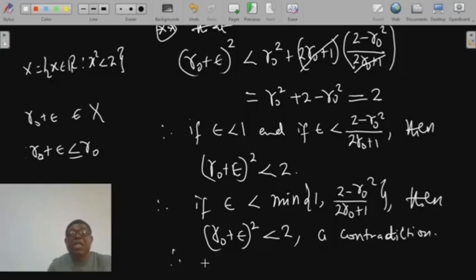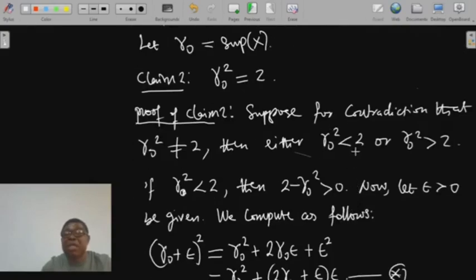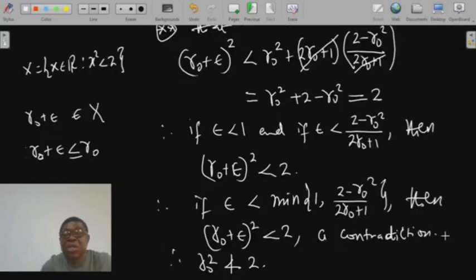what led us to this is the assumption that gamma naught squared is less than 2. So therefore, what we have is that gamma naught squared is not less than 2. Now, we shall now look at the other case, which is the case where, remember, we have gamma naught squared is less than 2 or gamma naught squared is bigger than 2. We've already looked at this and found out that if we assume that this is true, this will lead us to this contradiction.